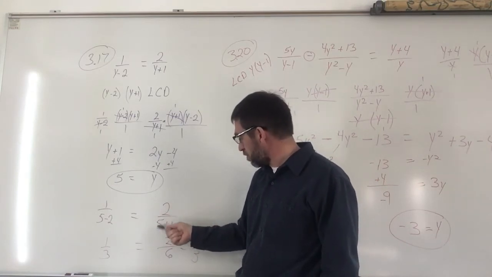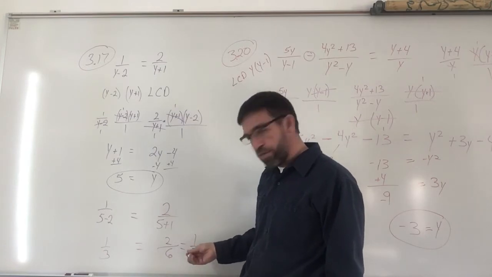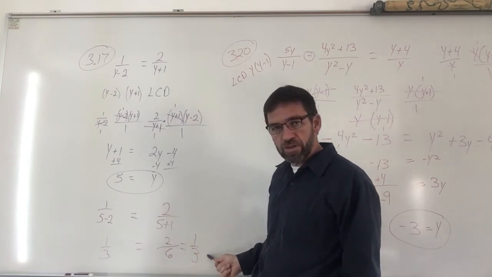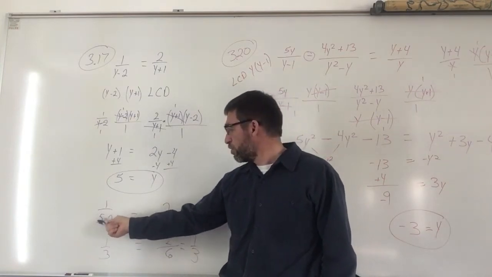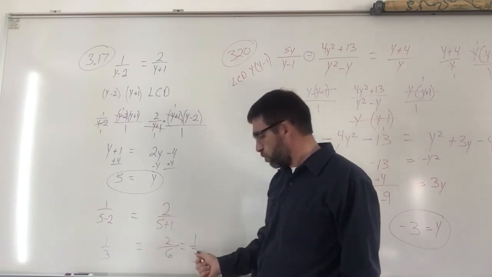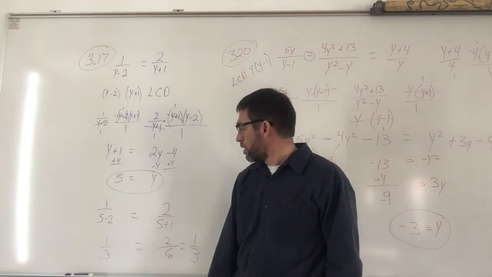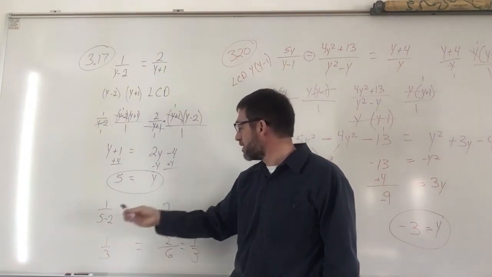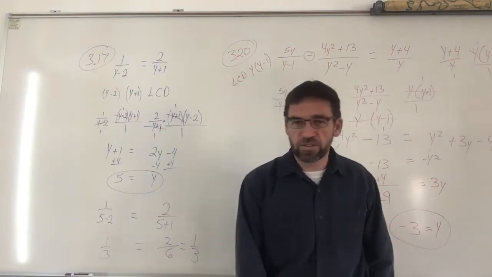So here, let's just do this one. 5 plus 1 is 6, so I had 2 over 6, and I reduced it down to 1/3. Can you see there? And then over here, I subtracted 2 from 5, which left me 3. So 1 over 3. 1/3 equals 1/3. It works. Perfect. So my answer for y is 5.